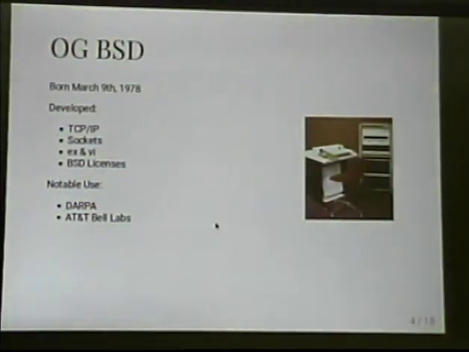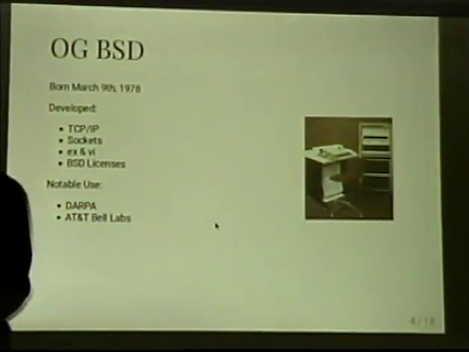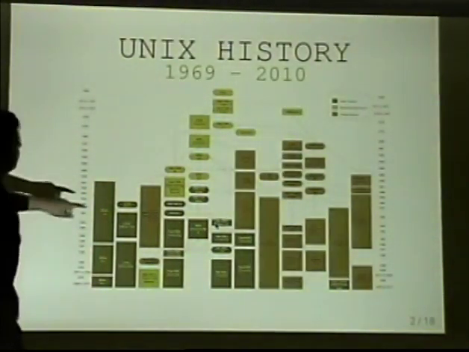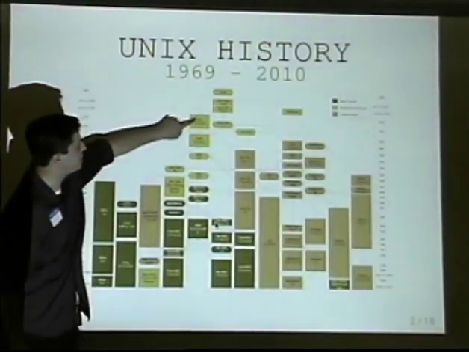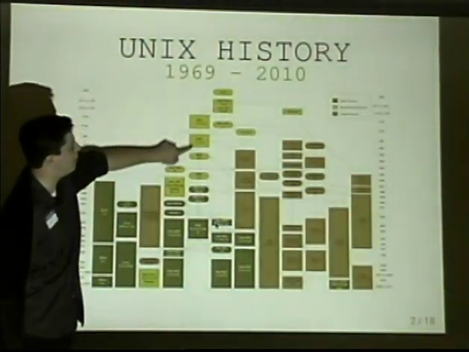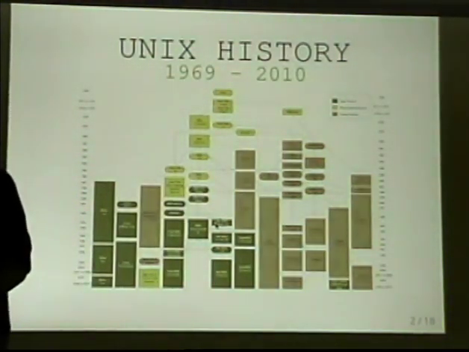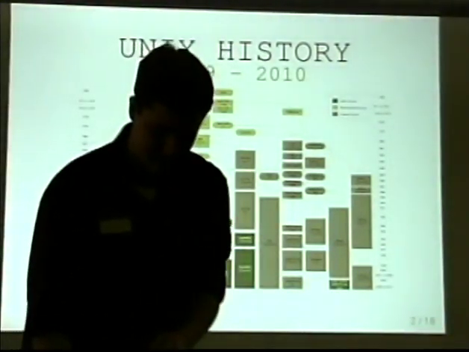And this is an interesting fact because if we go back to the chart at the beginning, you'll see that as BSD is being developed parallel to Unix, Unix is taking many of the developments of BSD back into itself for development. And this is one of the great parts of the story.